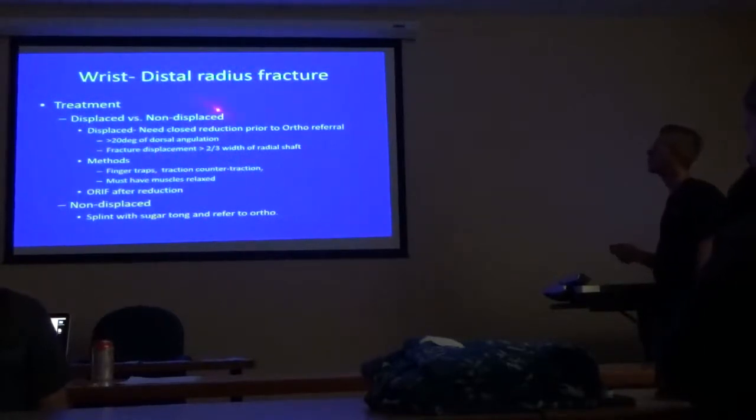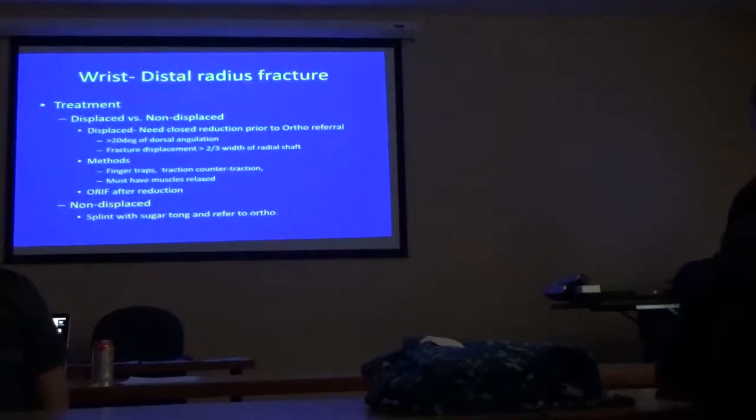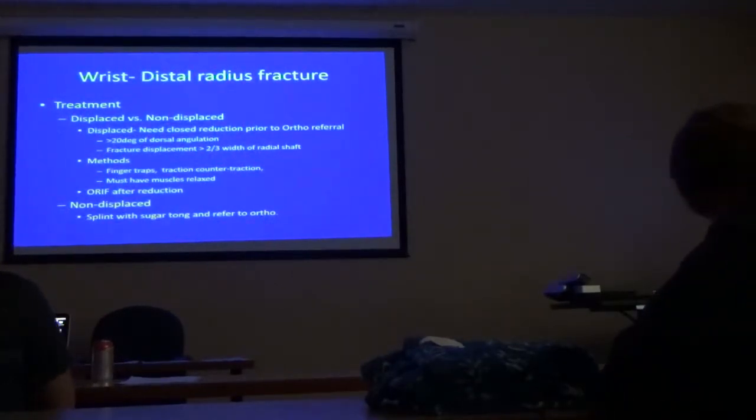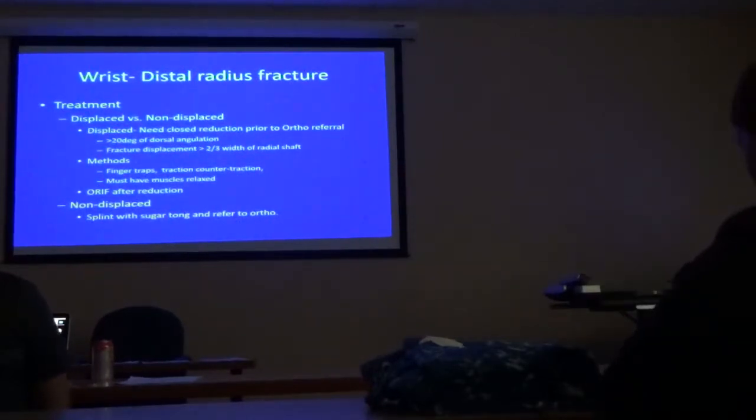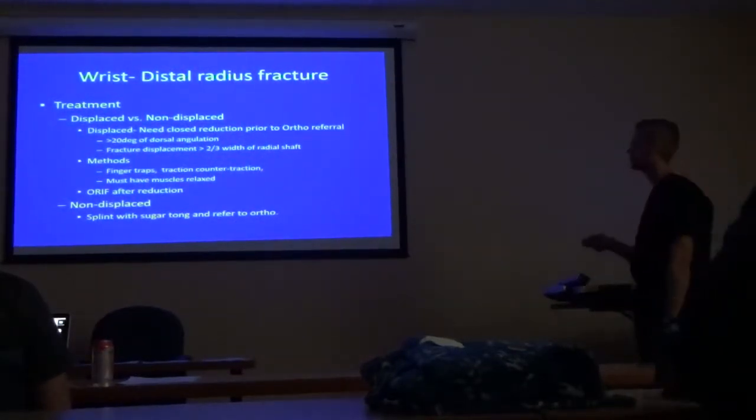Methods. So relocating a closed fracture of this radius is sometimes tough, especially if the ulna is intact. Got a lot of tendons, a lot of thick sheaths that are holding that wrist together. So sometimes it's tough to get that pulled over and through. There's a couple things you can do.